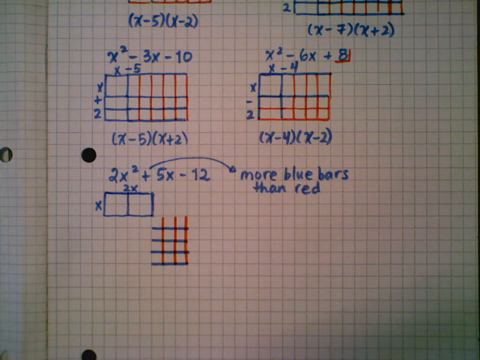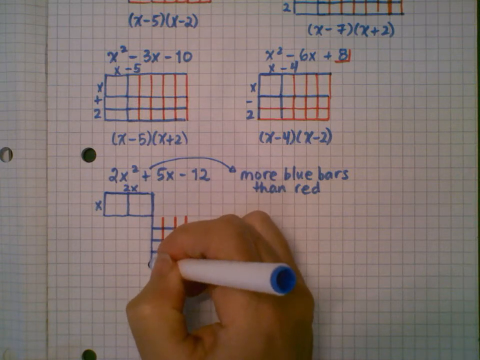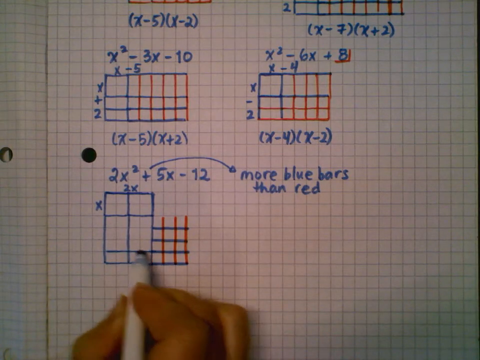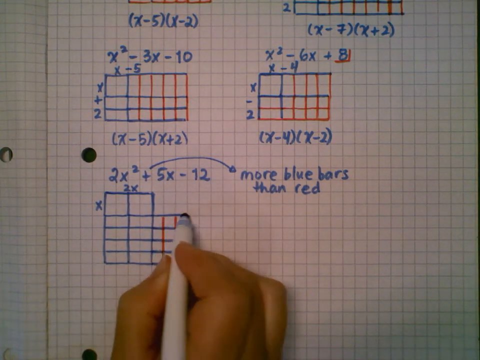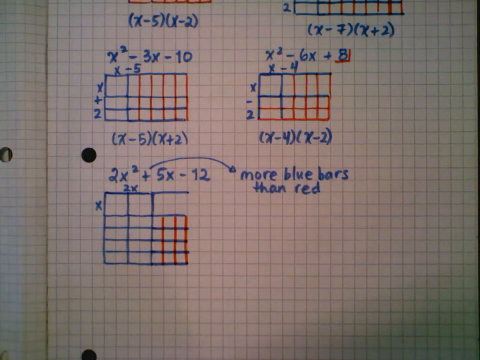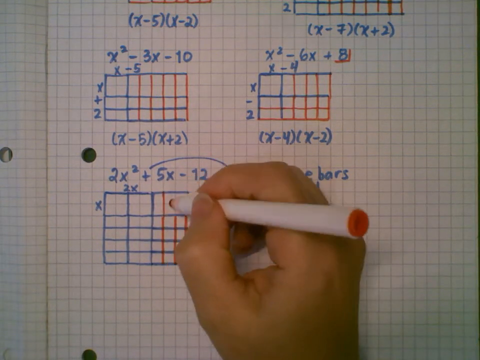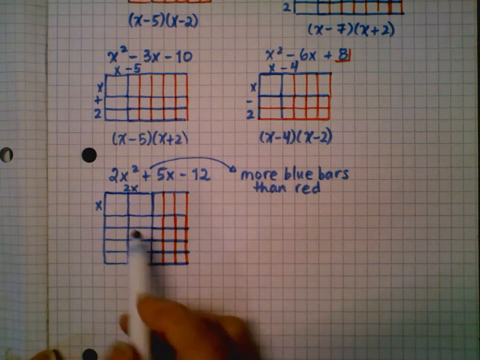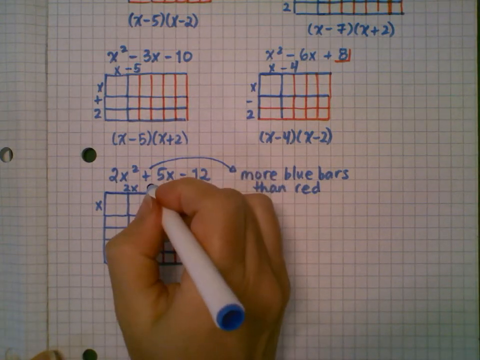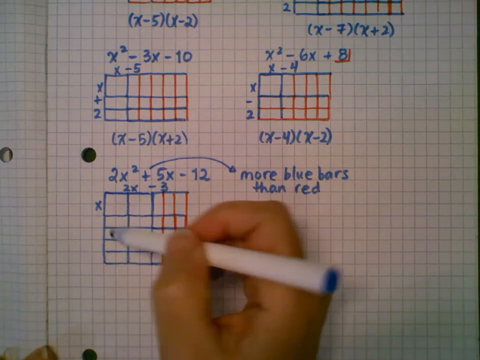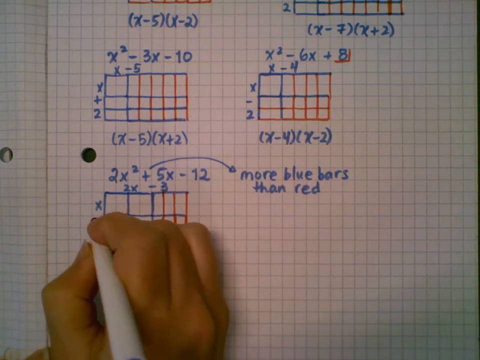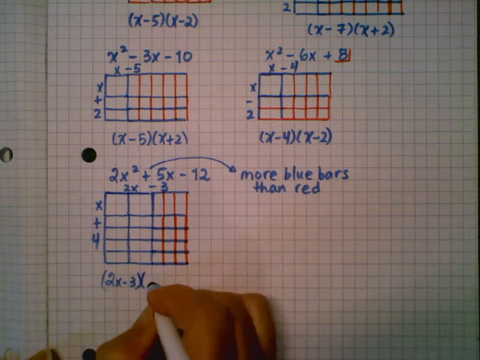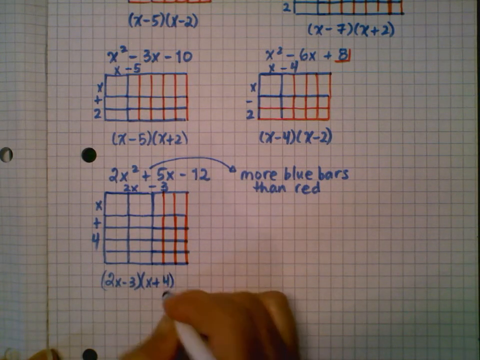And now I'm going to complete the rectangle just by extending each of the lines that I've already drawn, respecting their colors. Like that. And the result of that is the dimension across the top is 2x minus 3. And down the side is x plus 4. So the factored form of this one is 2x minus 3, x plus 4.